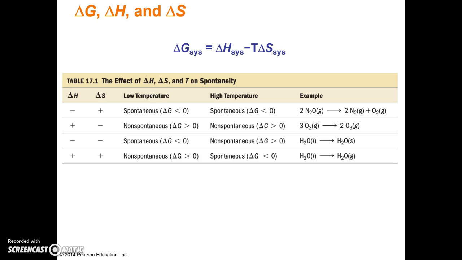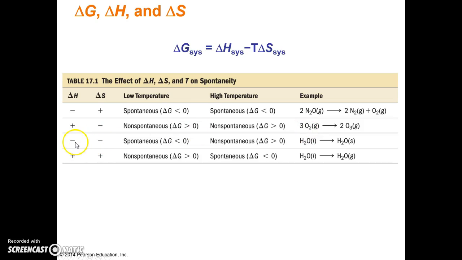So as I was saying, if you have an exothermic reaction and you have an increased entropy, then at both low and high temperatures, the reaction will be spontaneous, and they show you an example right here. If you have an endothermic reaction, but you have a decreased entropy, then the reaction at all temperatures will be non-spontaneous. This conversion of 3 molecules of oxygen to 2 molecules of ozone will have a decreased entropy. It's also an endothermic process, and so there's no temperature at which this process will be spontaneous. In order to get this to occur, you'd have to put energy into the system.